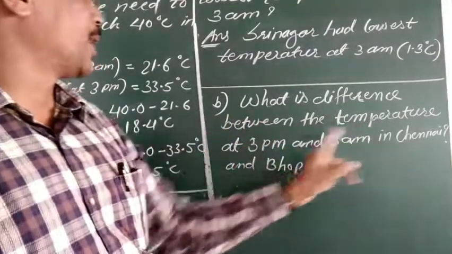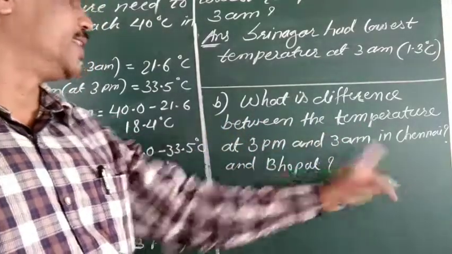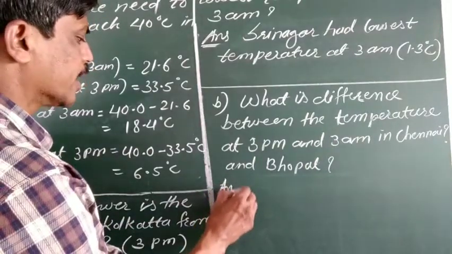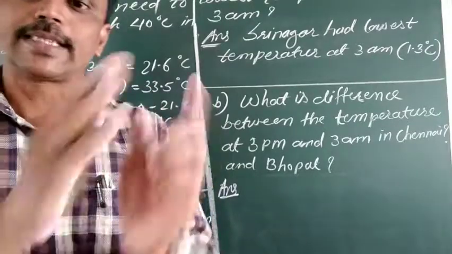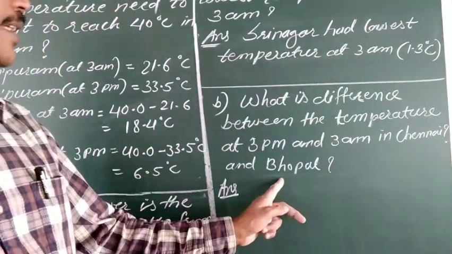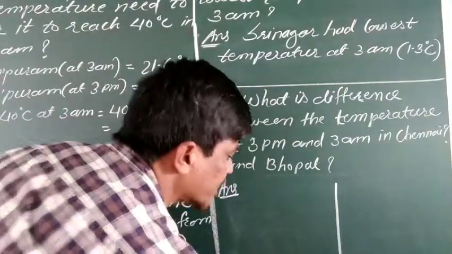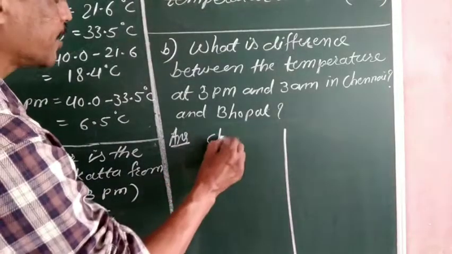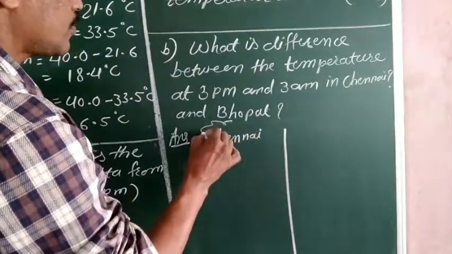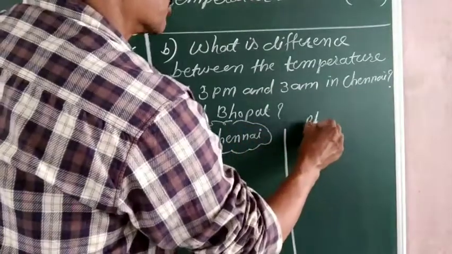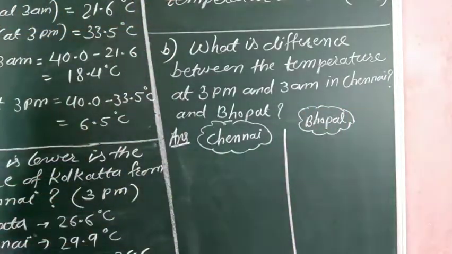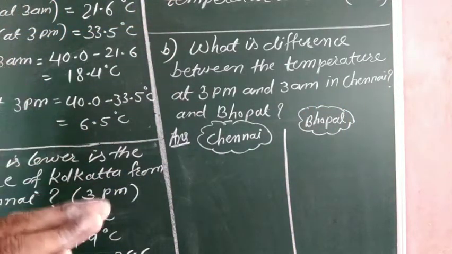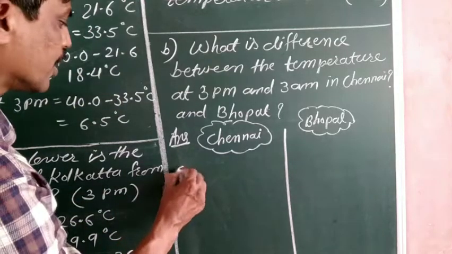What is the difference between the temperature at 3 PM and 3 AM in Chennai and Bhopal? So see, here we have to find the difference between the temperature of the same city, Chennai, at 3 AM and 3 PM, and one more city, Bhopal. So see, first of all, we will make two boxes, two parts here. Here we will find the difference of Chennai, and it is Bhopal, suppose. Now what do we have to find out? We have to find the difference between the temperature of Chennai at 3 PM and 3 AM.